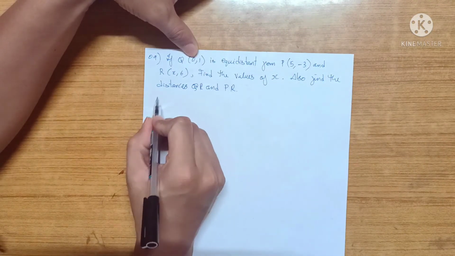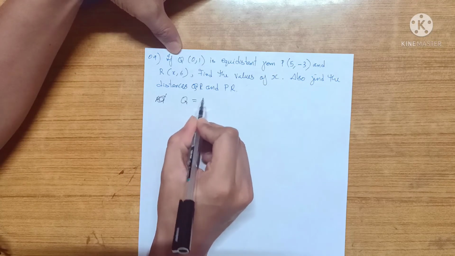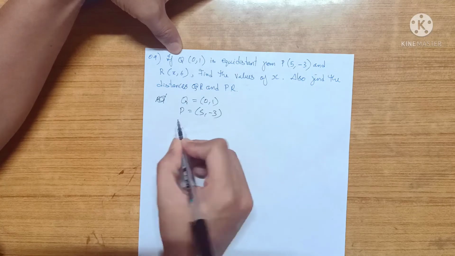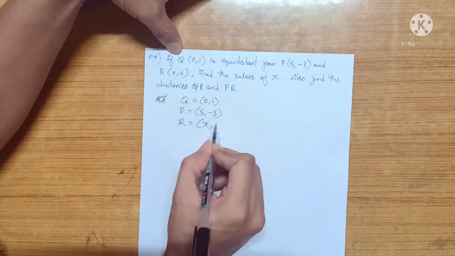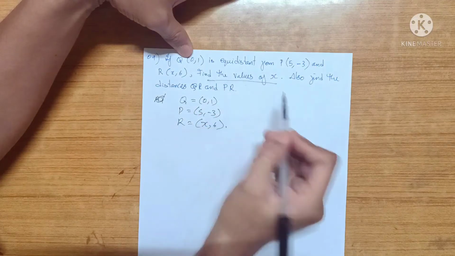Find the value of X. So according to the question, let's write P, Q, R. Q is (0, 1), P is (5, -3), and R is (x, 6). So find the value of X first. We'll do the first part first.